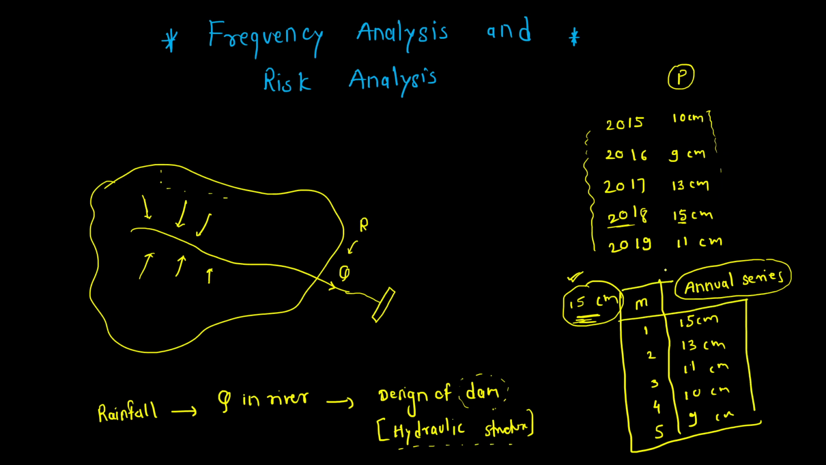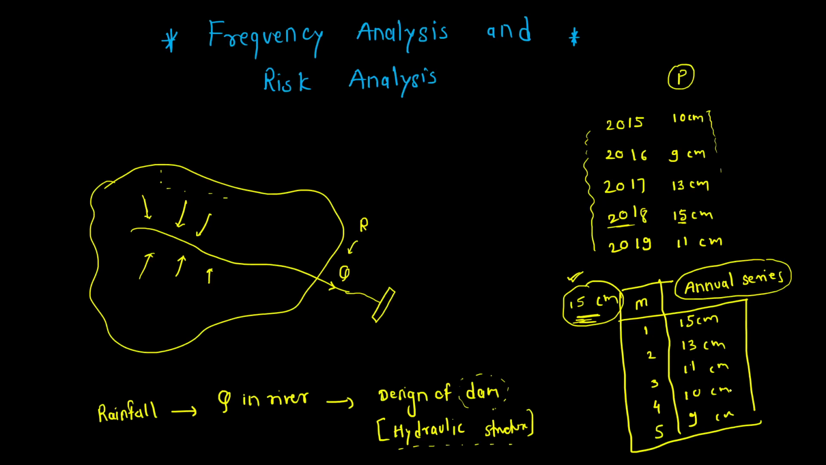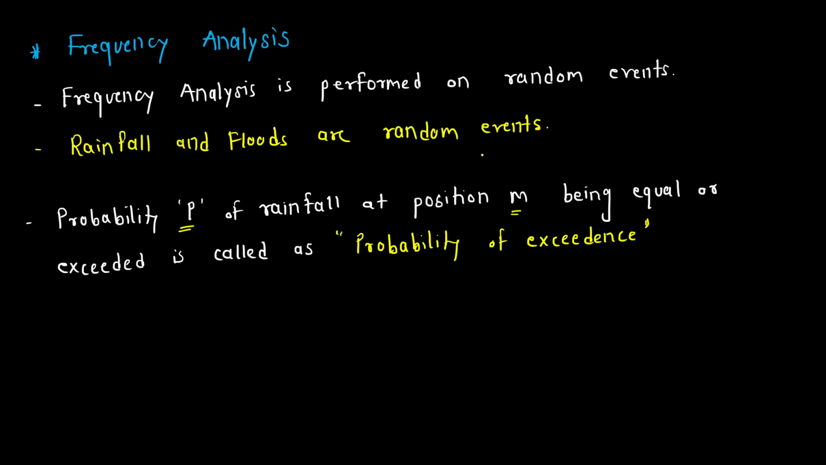Now see in this formula, the probability P of a rainfall at position M being equaled or exceeded is called the probability of exceedance. I hope it is clear. So if I ask what is the probability of 15 centimeter rainfall being exceeded, then you have to take the value of M in the formula. What is the value of M in this case for 15 centimeter? 1. Okay, let's go on to the next one.